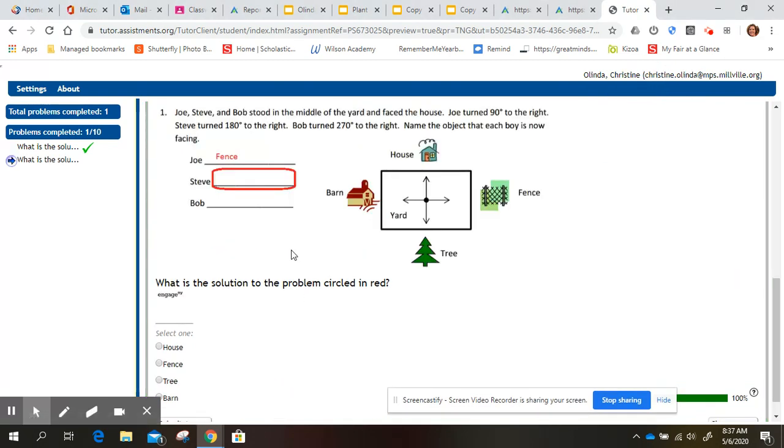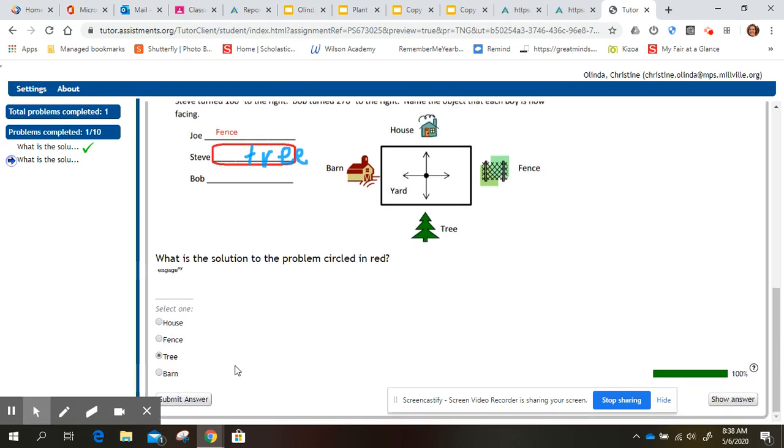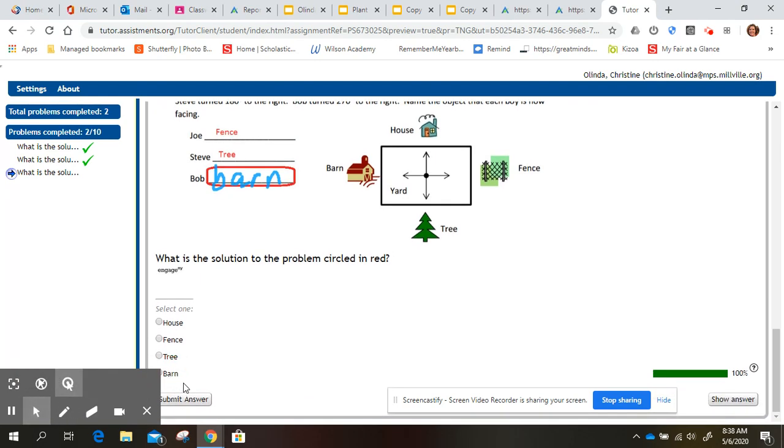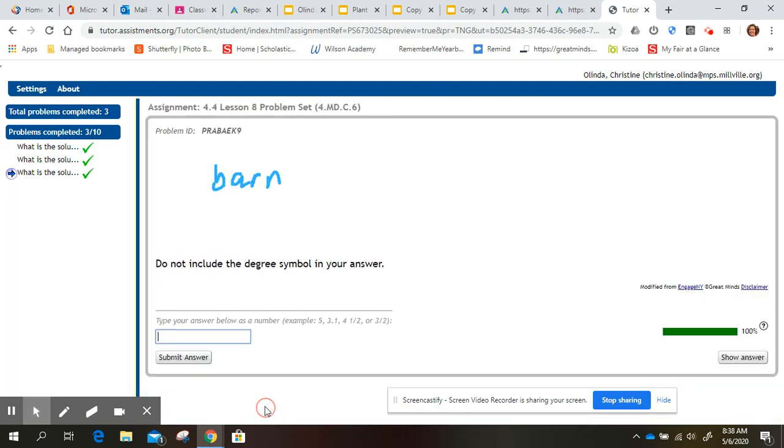All right. We already answered these in the first one since we wrote there. So we know that Steve was facing the tree. And the answer circled in red was tree. So we'll click tree. Submit answer, correct. And it's the same thing. And we already knew that Bob was facing the barn because he turned 270. So I could put barn here. And click barn and submit.